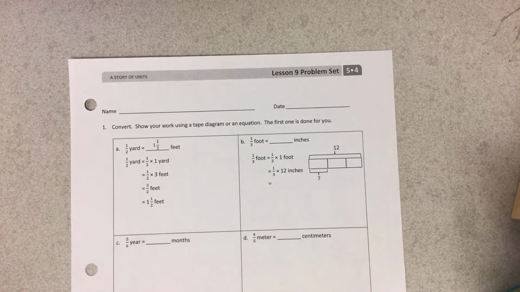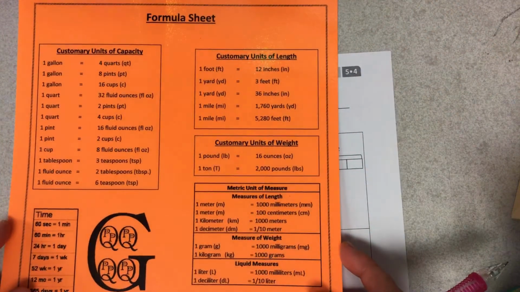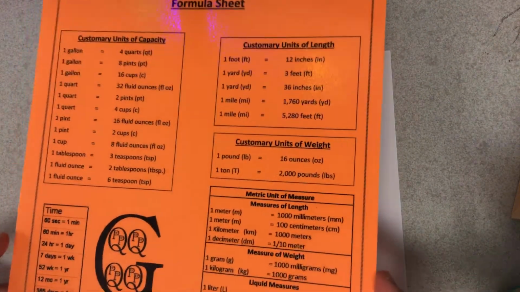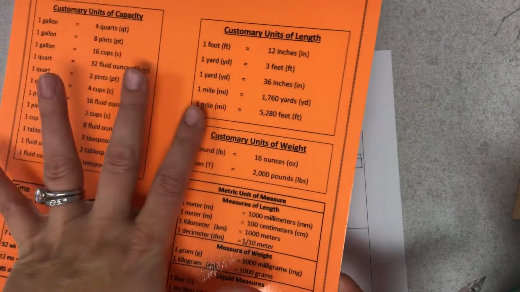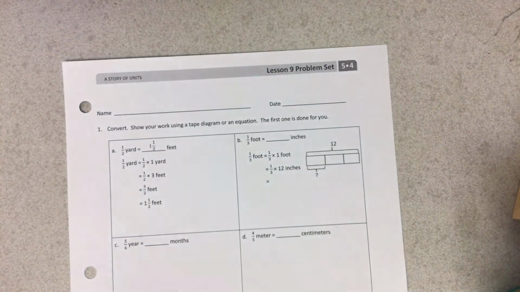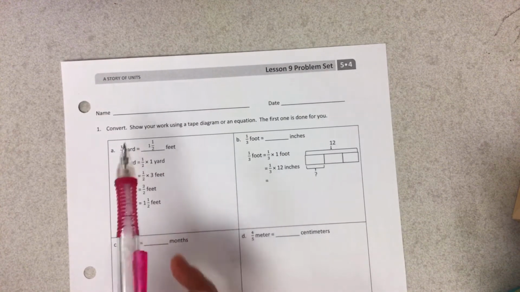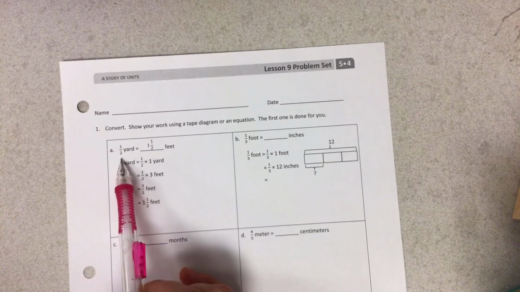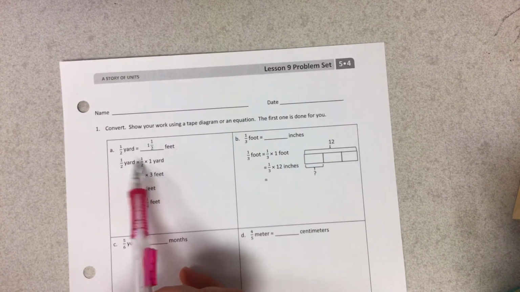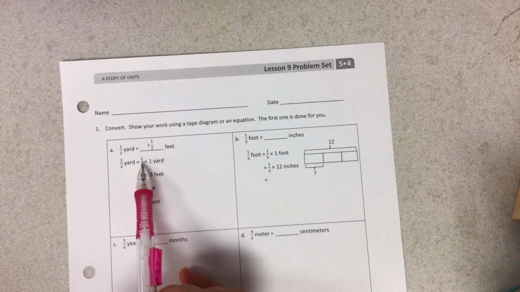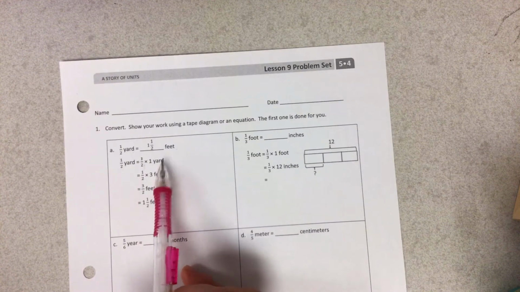So one thing you are going to want is your formula sheet that you have. Mine is a bright orange, yours is not, in case it is something that you need. Especially for letter A, we're converting a half a yard into feet. So what we're doing is moving this half so that we know that 1 yard equals, or I'm wanting to know a half of 1 yard.